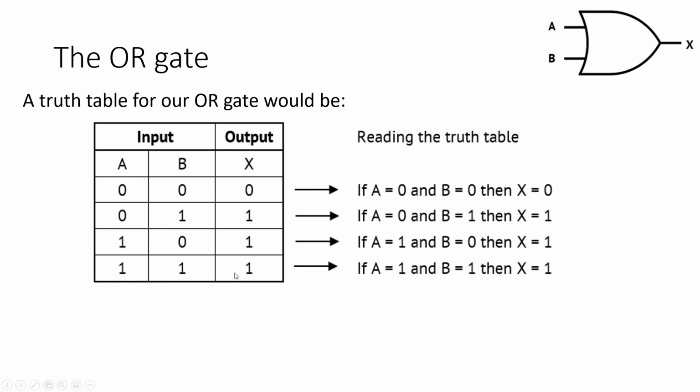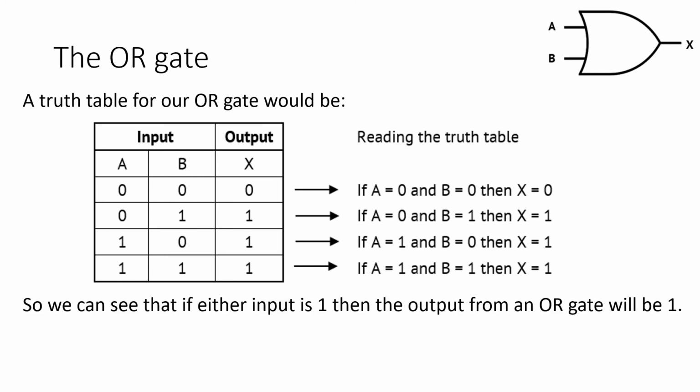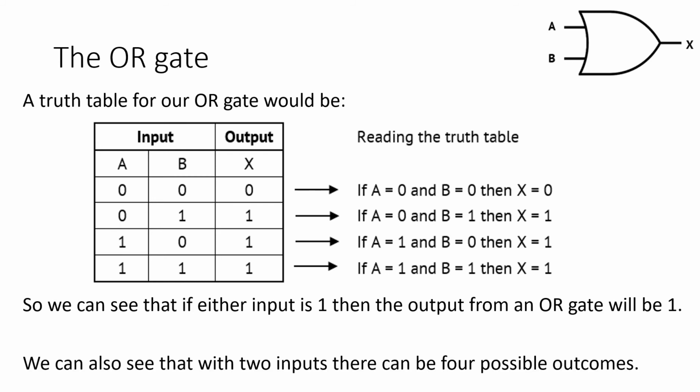It's true. So true and true. So add these together, right? And as you can see there, as long as there's a 1 in any of the inputs, the whole thing is going to be a 1. And again, there's 4 possible outcomes.